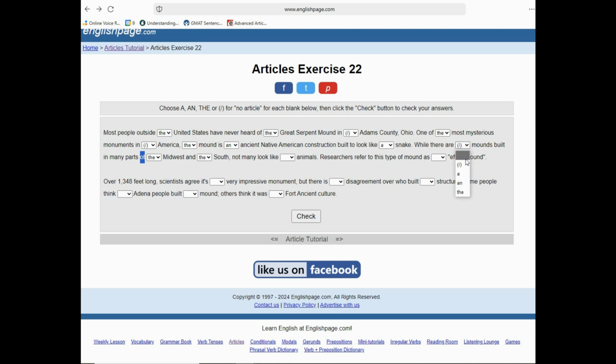And here we use no article for mounds because we're talking in general about mounds. While there are mounds, and we're introducing them to existence as well with this there is or there are, that does introduce something to existence for the first time. And so it's not definite. They're not definite, these mounds. That we just introduce them when we say, while there are mounds, not some definite ones, but just there are some mounds built in many parts of the Midwest and the South. Not many look like animals, and we mean animals in general.